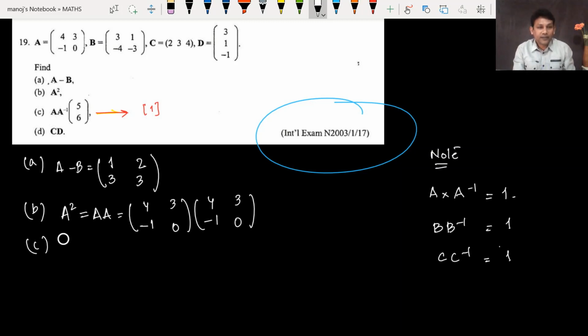So in C part, when you have A with A inverse to multiply and then 5 and 6, please, one thing, the effect of this part is 1.